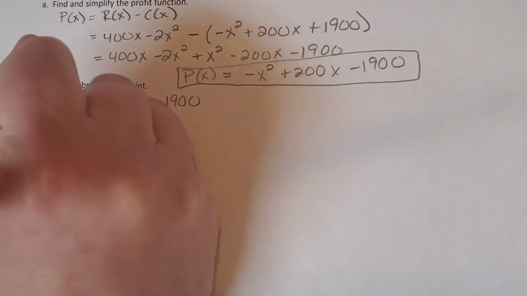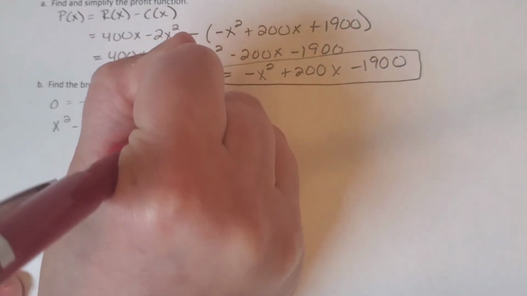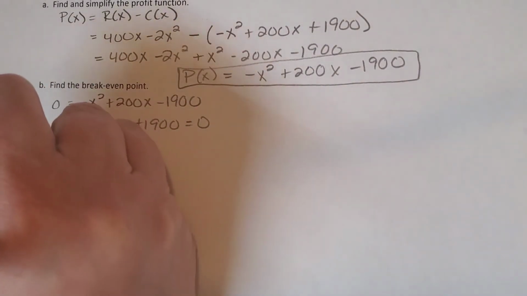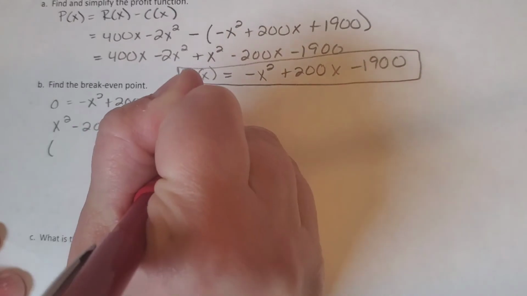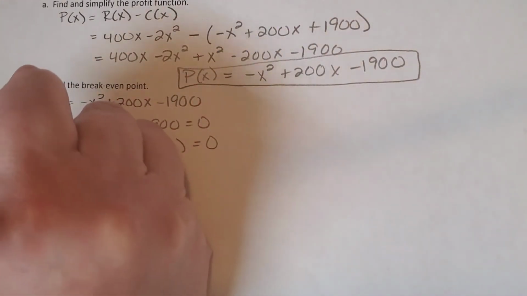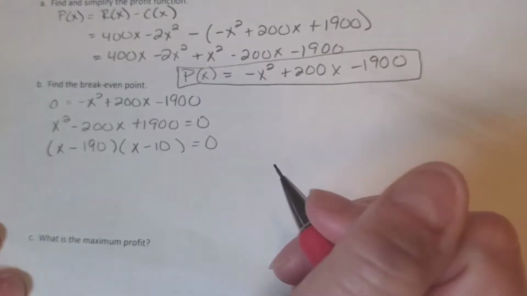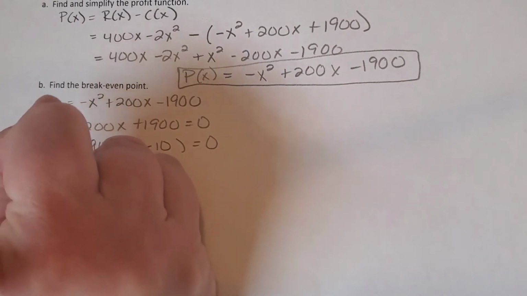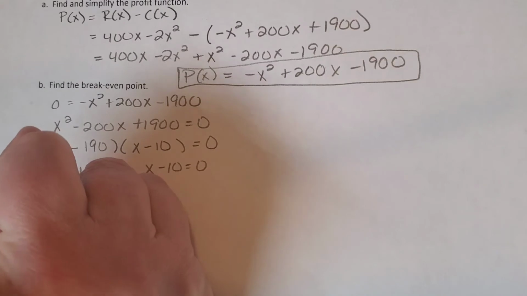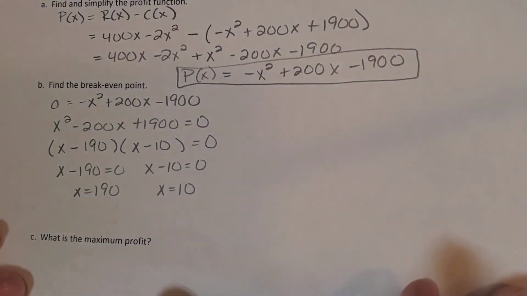We end up with x squared minus 200x plus 1900 is equal to 0. And then it factors. Again, if you don't see how it factors, you can do the quadratic formula. You'll get the exact same results, but this one does factor into x minus 190 and x minus 10. Setting them both equal to 0, we end up with x equal 190 and x equal 10. So we got two answers.